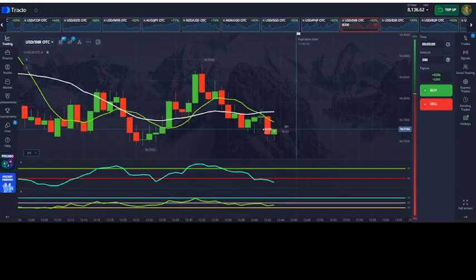Okay, so I'm on the USD INR OTC pair, and I just took a short at this level here, a put trade, a sell trade.